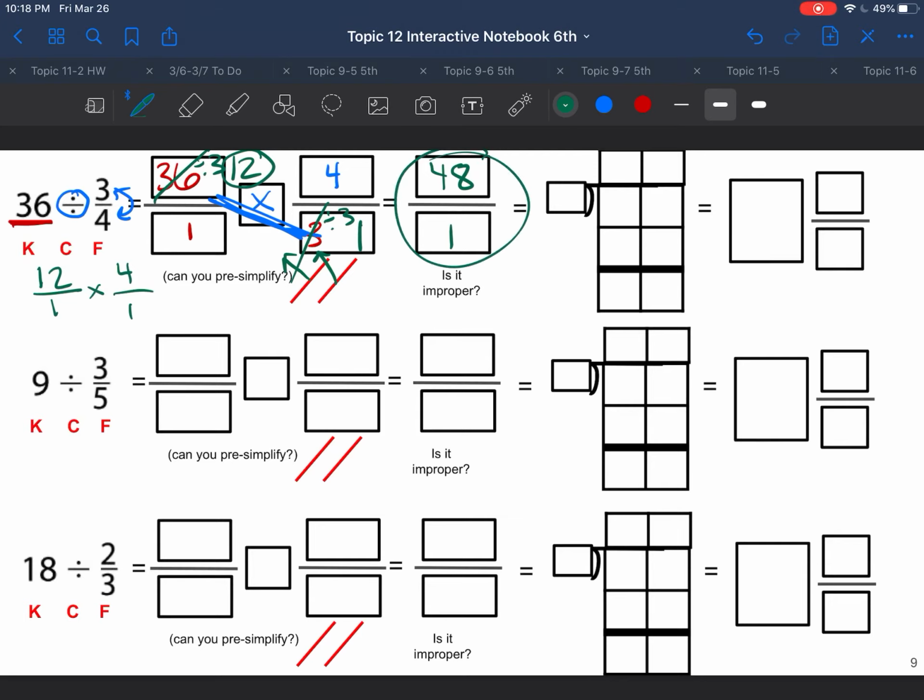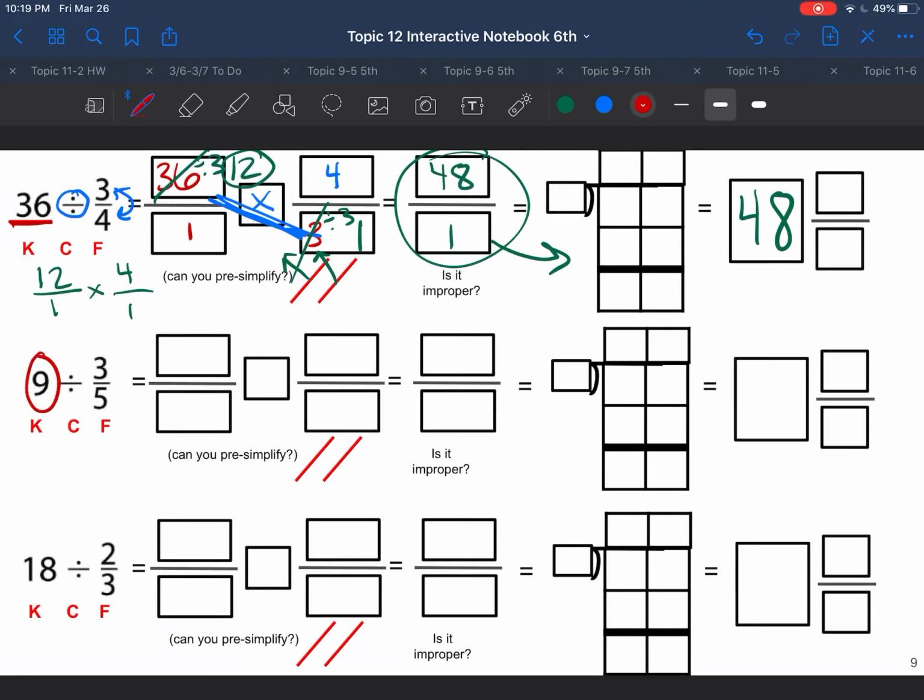If it was improper, you would have to set up a long division problem. But this is in simplest form. The answer is just 48. Now, way easier than doing 36 times 4 and then dividing that by 3. By doing pre-simplification, we got our answer right away. So let's try another one.